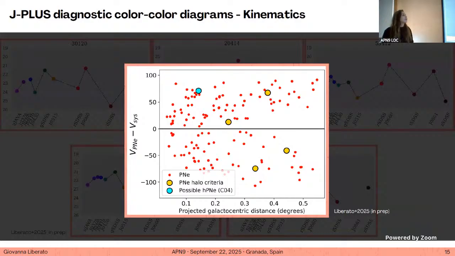So here we have the velocity of the planetary nebulae minus the systemic velocity of the galaxy. In red, again, the planetary nebulae. Here we have only 4 of the 5 planetary nebulae passing the criteria, because for one of them we didn't have velocity measurements. And in blue, still the one possible halo according to Gutiérrez Soto. In the simple model, we would expect the halo planetary nebulae to lie around 0, this black line, but this only happens for one of these that we are analyzing here. But as I said, it's a simple model.